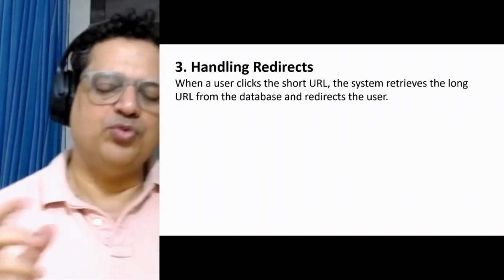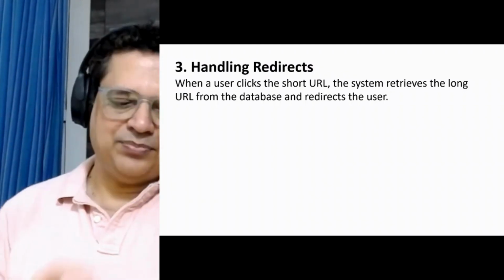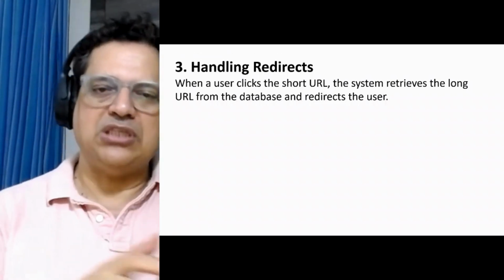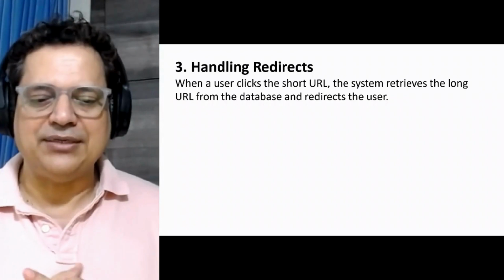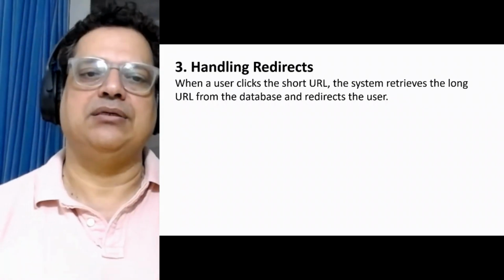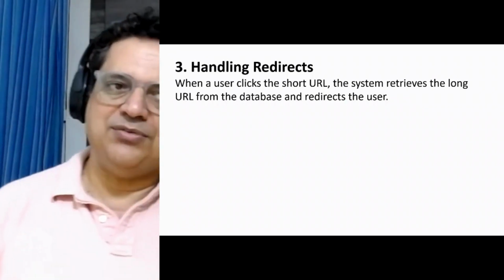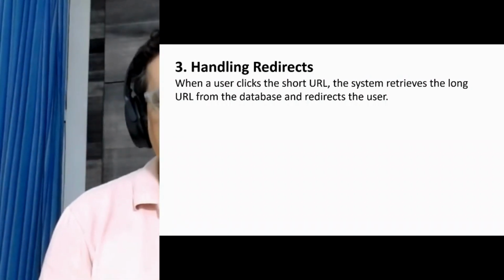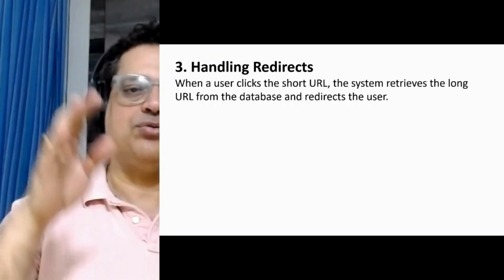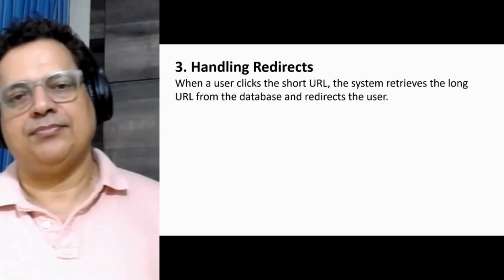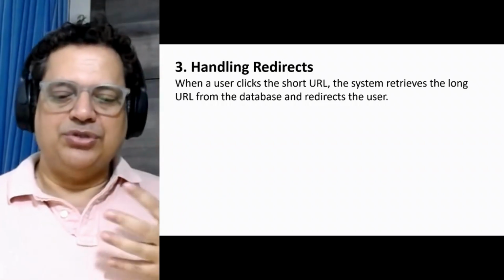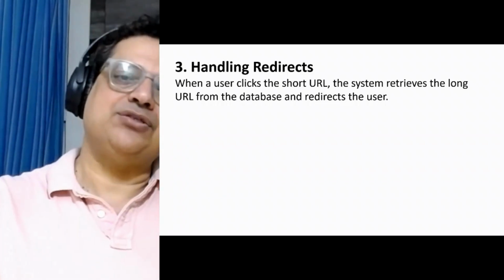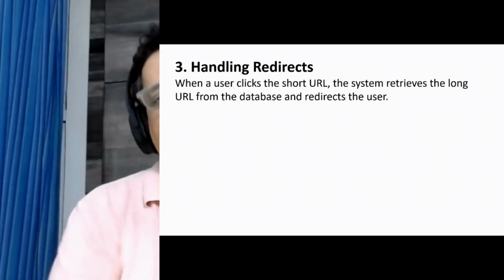Okay, let's move to the third one. Now we are done with generation of the short URL. We are done with storage, database and storage. Now the third is handling of redirection, right? How do you handle the redirection? It means that when a user clicks a short URL, the system retrieves the long URL from the database and redirects the user. Clear? When a user clicks the short URL, the system retrieves the long URL from the database and redirects to the long URL, which is the original URL.